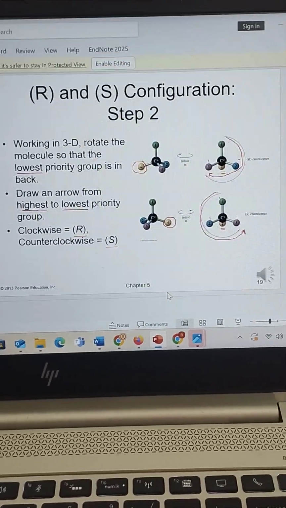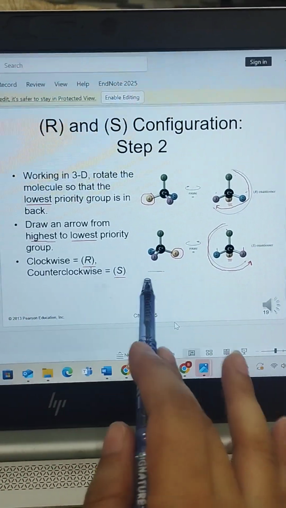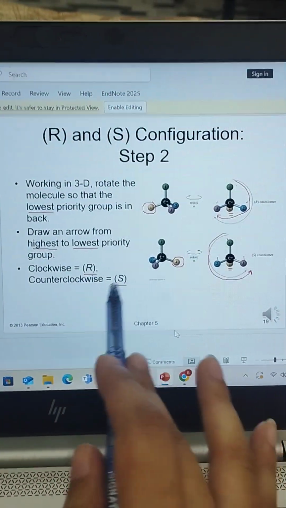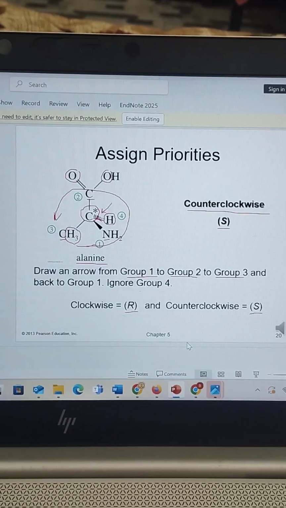So the simple rule is that if the arrow goes in the clockwise direction, then we will assign it R, and if it goes in the anti-clockwise or counterclockwise direction, then we will assign it S. So this is a general example of how to assign the priority of S and R.